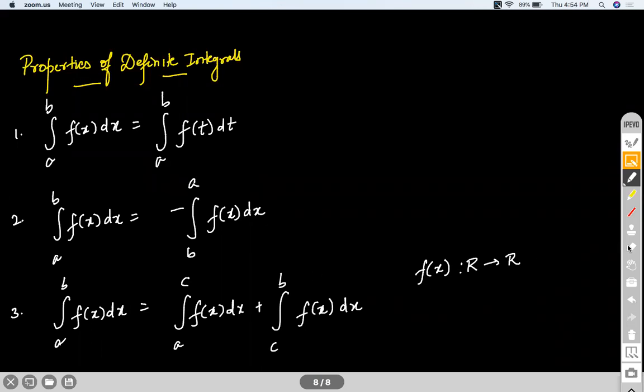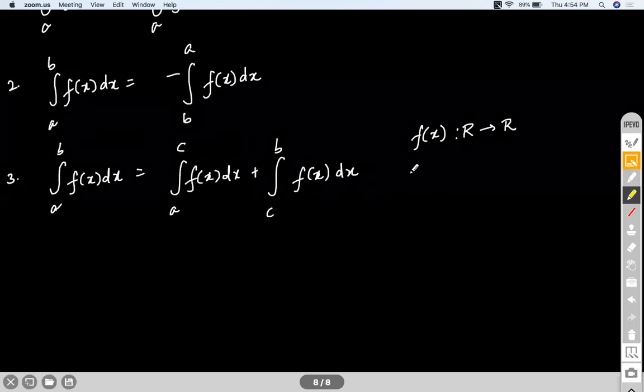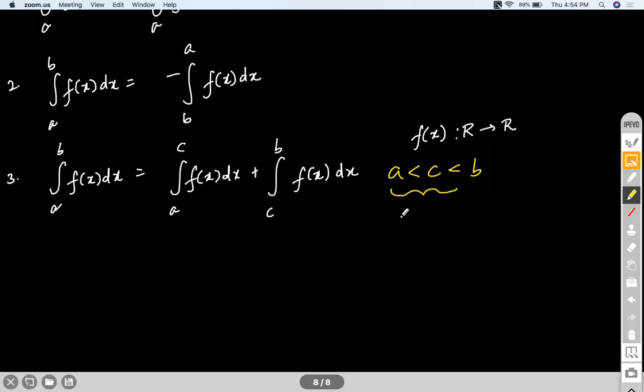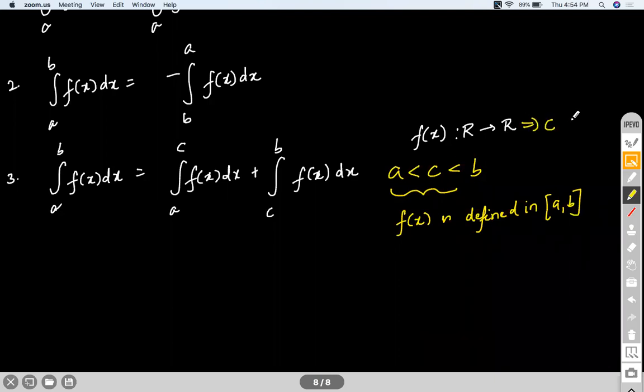But if this function is defined only from A to B, then C has to be between A and B. So many books write that C has to be between A and B. This is to be followed only when your function is defined in the interval A to B. Else you can take C to be any real number. It can be when f of x exists at C. If f of x is only defined between A and B, then C has to be between A and B. But if f of x is defined for all real numbers, then C can be anywhere. I've seen R.D. Sharma writing this, but please note that this is only true when the function is defined from A to B. Now, this can further be generalized, and you can break the limit of integration at any n number of points.